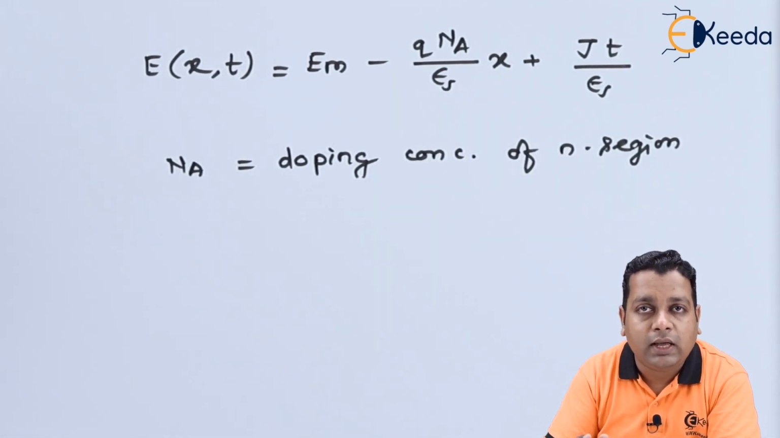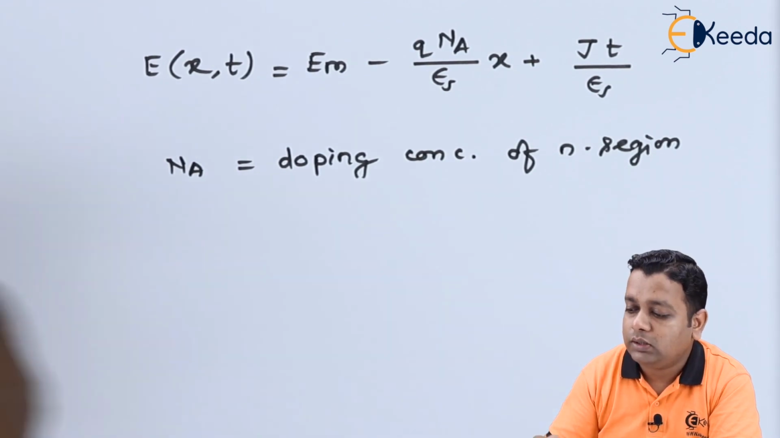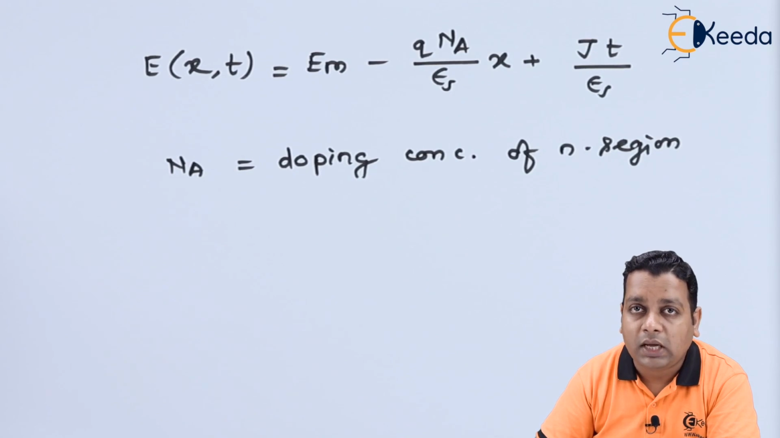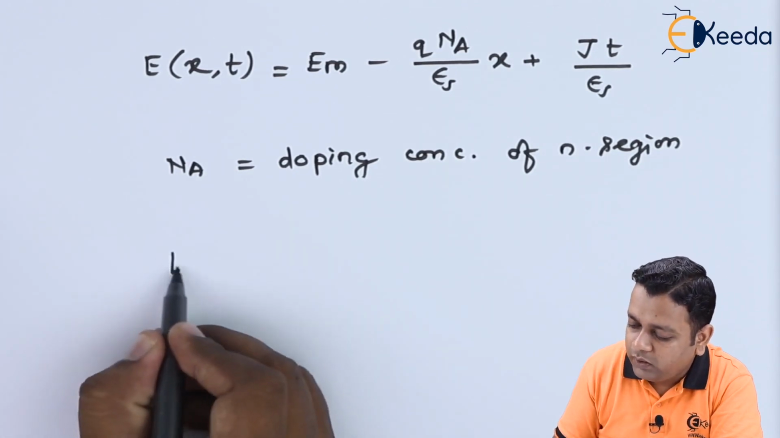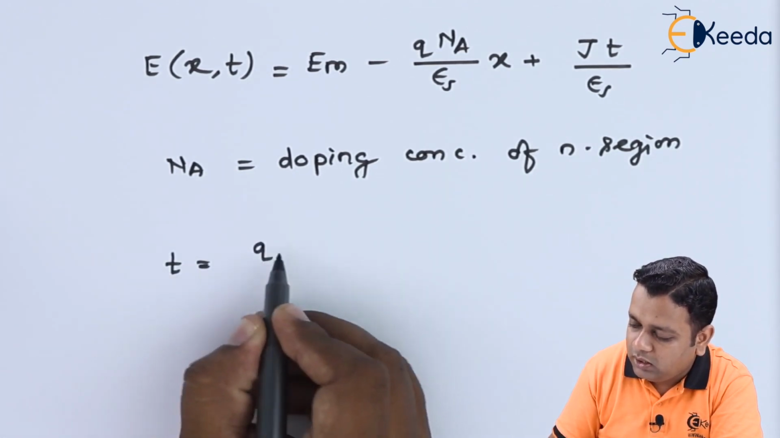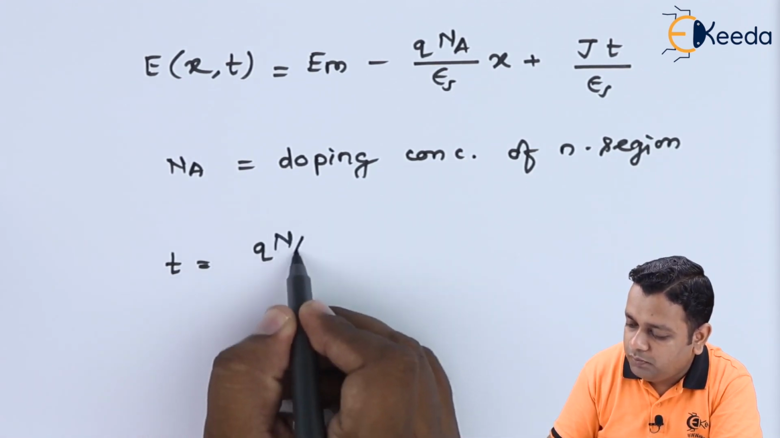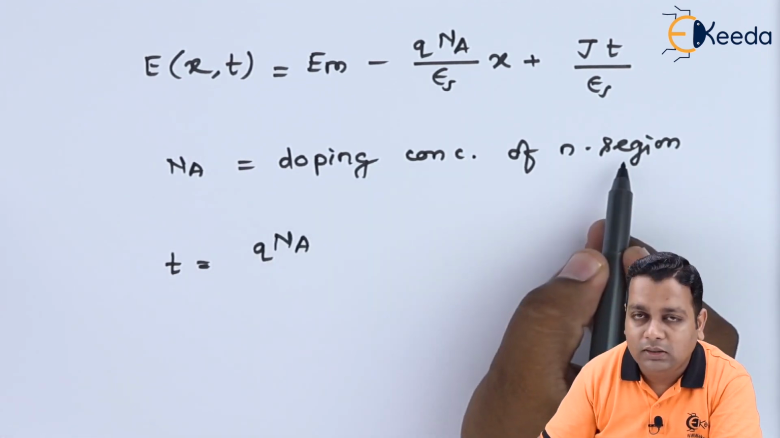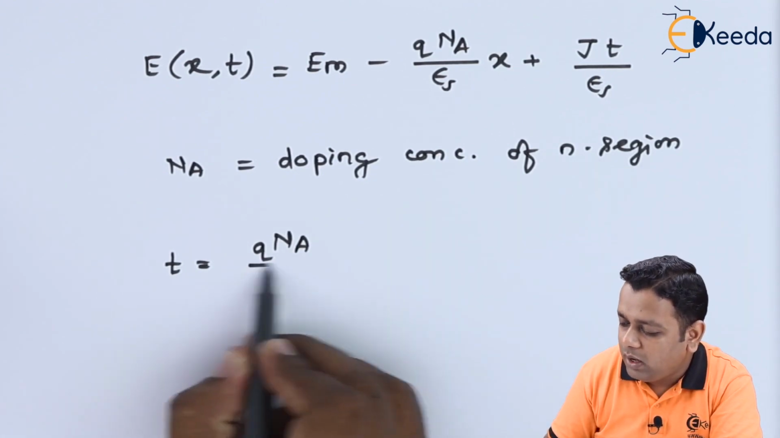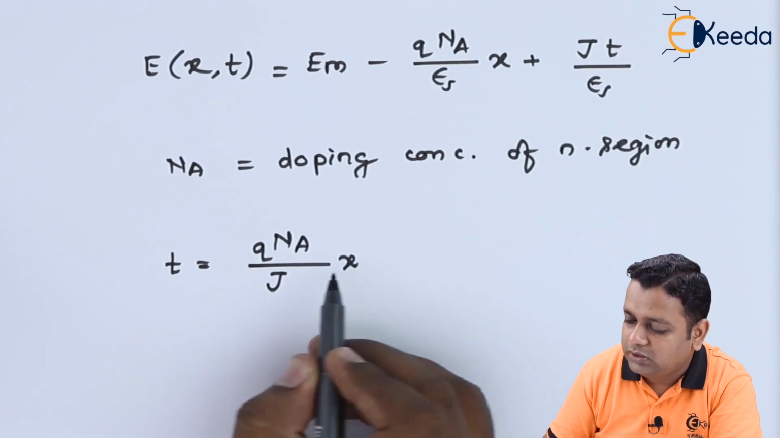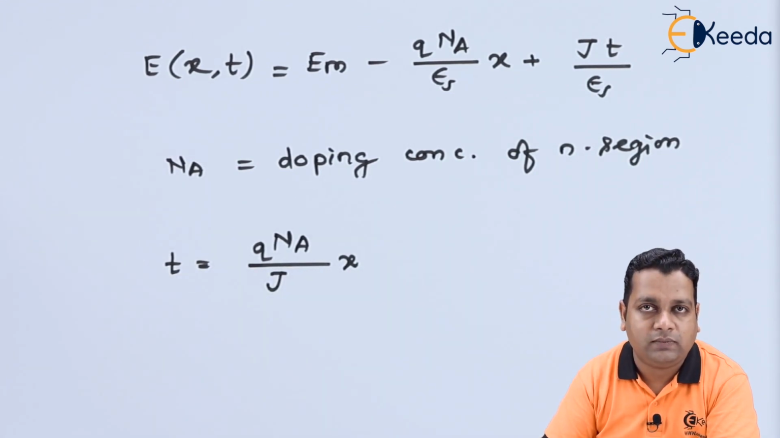Now the exact time at which the electric field achieves its maximum can be given by the formulation T is equal to the electronic charge multiplied by the doping concentration of the N region divided by the cross sectional current density J multiplied by x here.